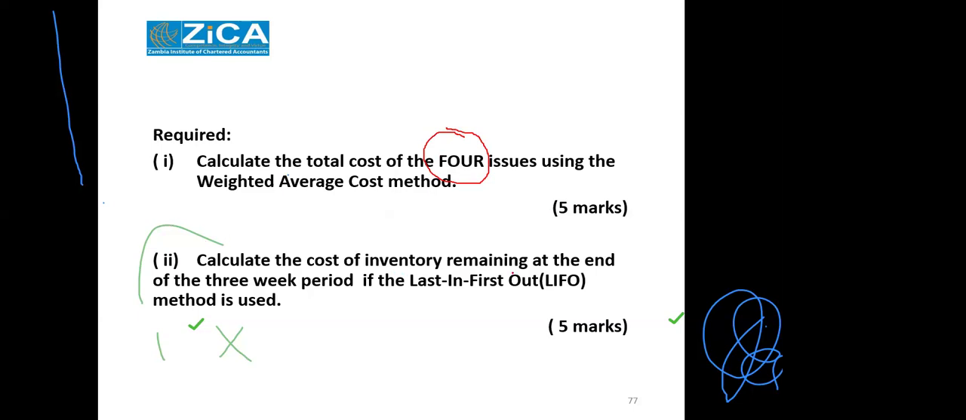Then 2, calculate the cost of inventory remaining at the end. Inventory remaining means the closing inventory, or in the old language, closing stock. Closing inventory, CI. So also in that C2, they want you to calculate using LIFO, not FIFO. LIFO is just the closing inventory. They are not interested in the issues, in fact. So again, for 5 marks, just one figure.